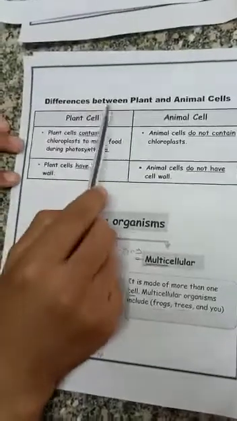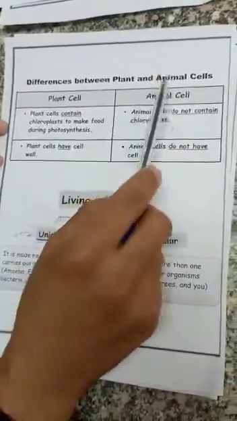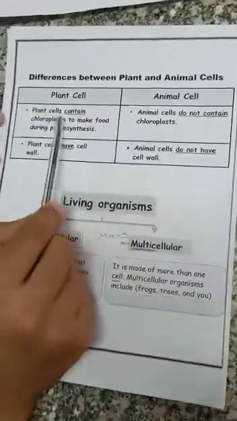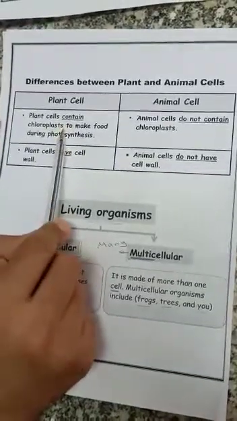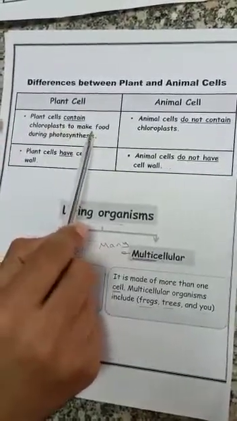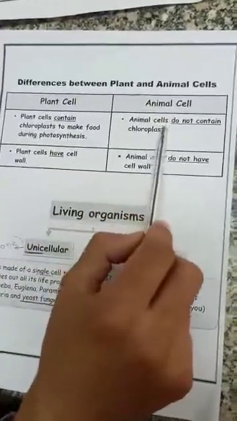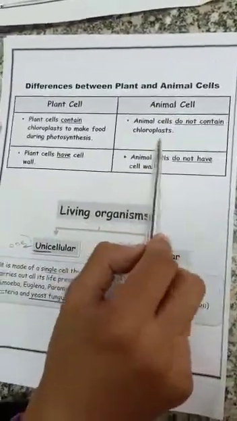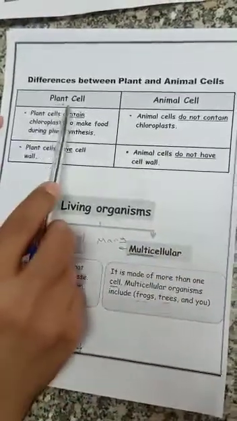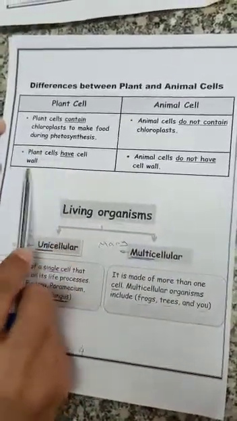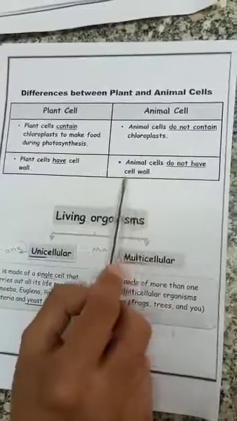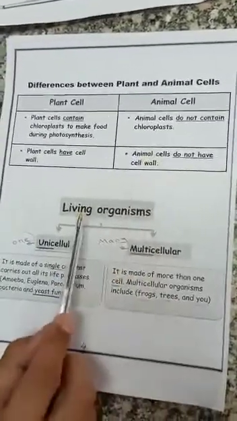Now, what's the difference between plant cell and animal cell? Plant cells contain chloroplasts to make food during photosynthesis. Animal cells don't contain chloroplasts. Plant cells have a cell wall. Animal cells don't have a cell wall.